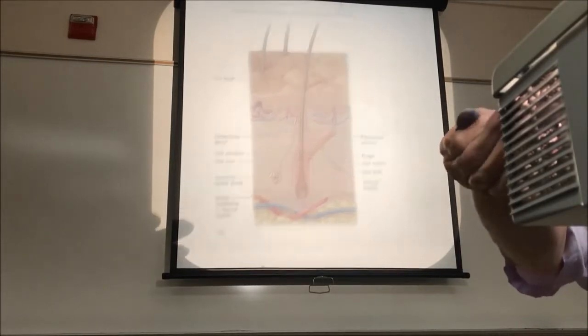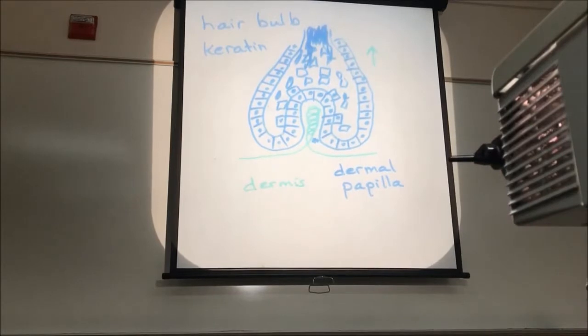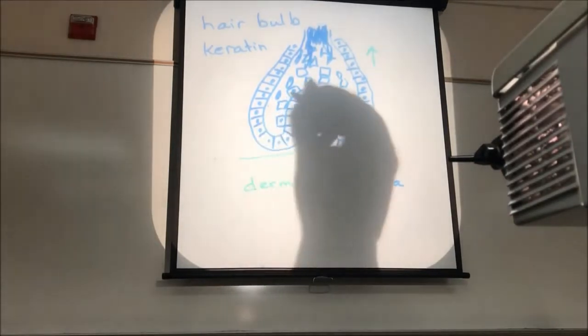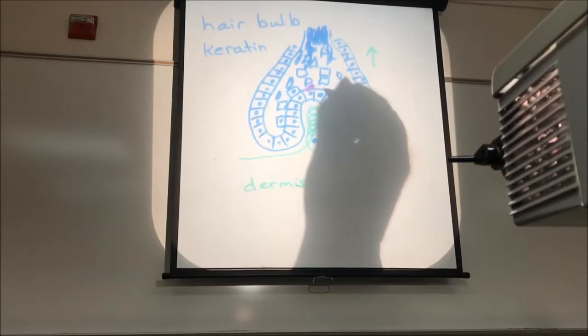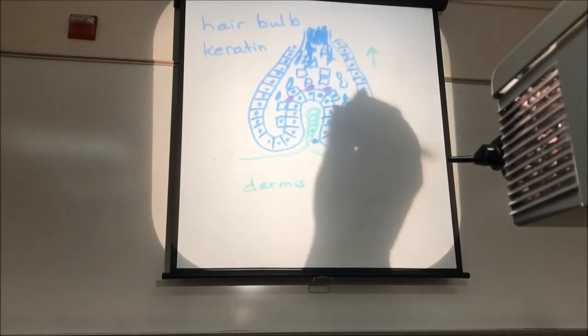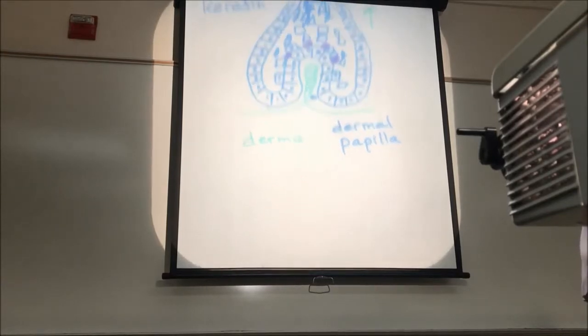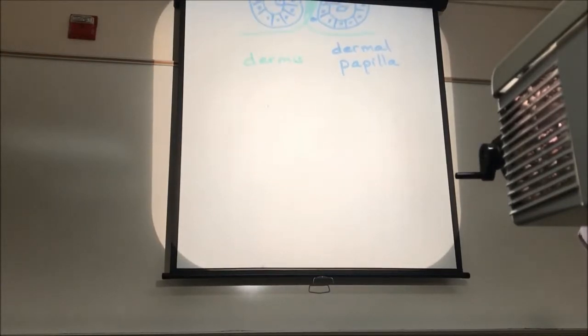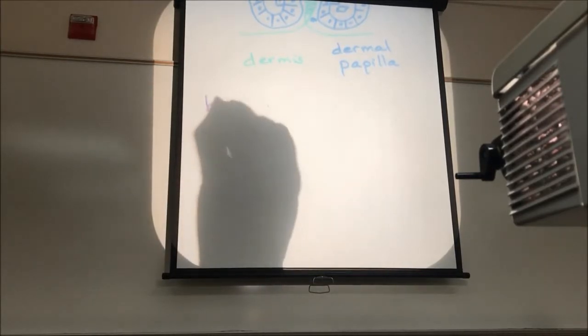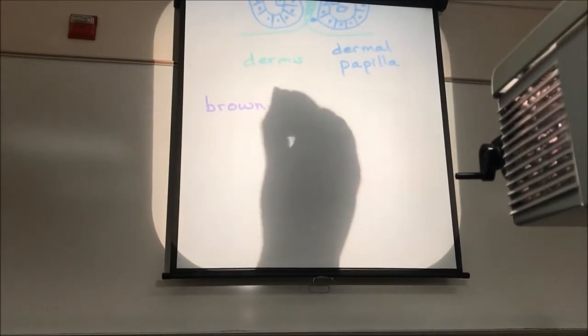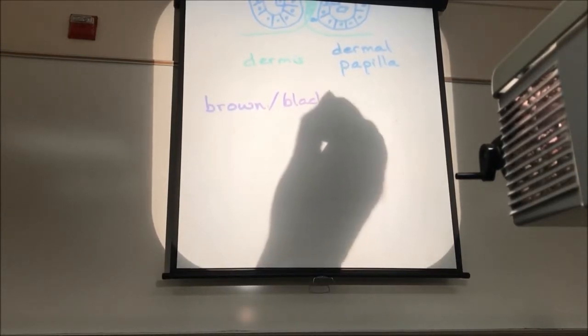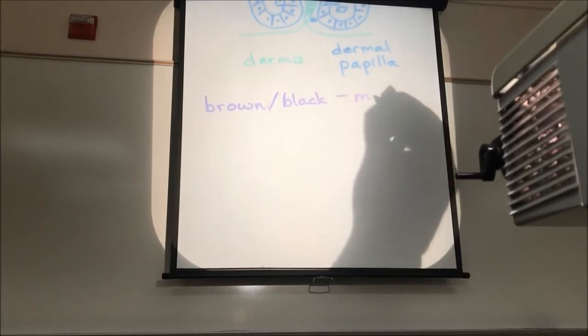There are also cells down here at the bulb that are going to add color to the cells of the hair shaft. They're going to add in pigments so that as the shaft comes up, it will have color to it. Brown, black, that's our old friend melanin.